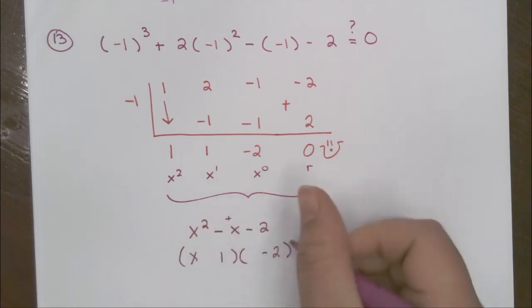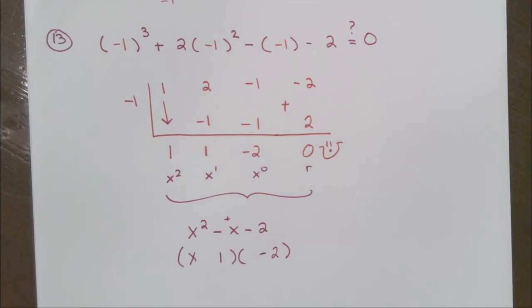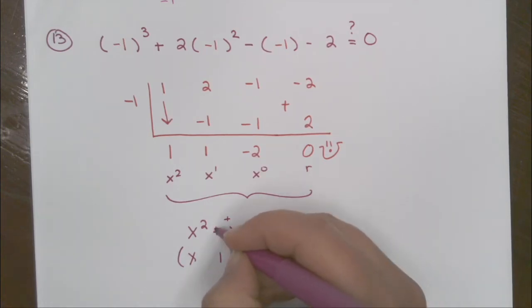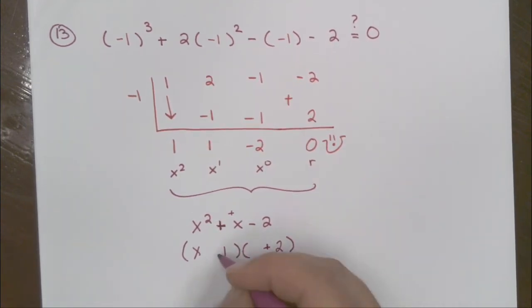Is it the other way around? Positive 2 or negative 2? You wrote the equation on. I did? X squared plus x minus 2. Oh, thank you. Okay. So now I 100% agree with you. Positive 2 and a negative 1.